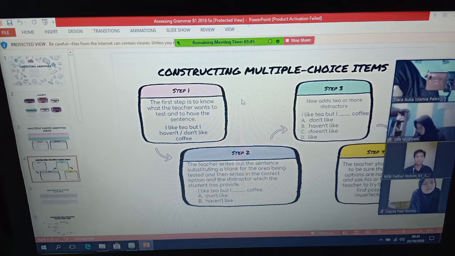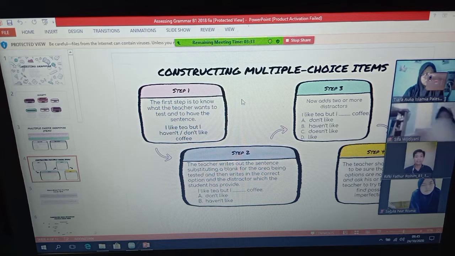And now add 2 or more distractors. Angka yang ketiga menambahkan 2 atau lebih gangguan untuk mengecoh. Let's see the example. I like tea but I blah blah blah coffee. A don't like, B haven't like, C doesn't like, or D like.